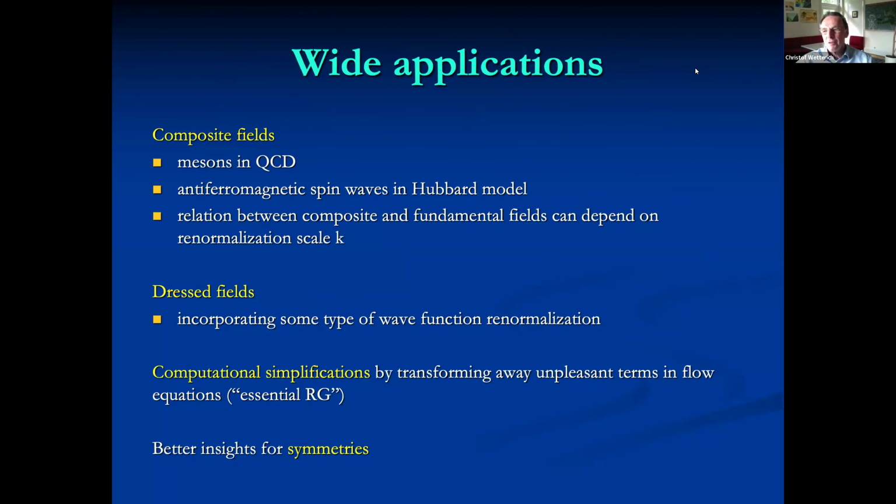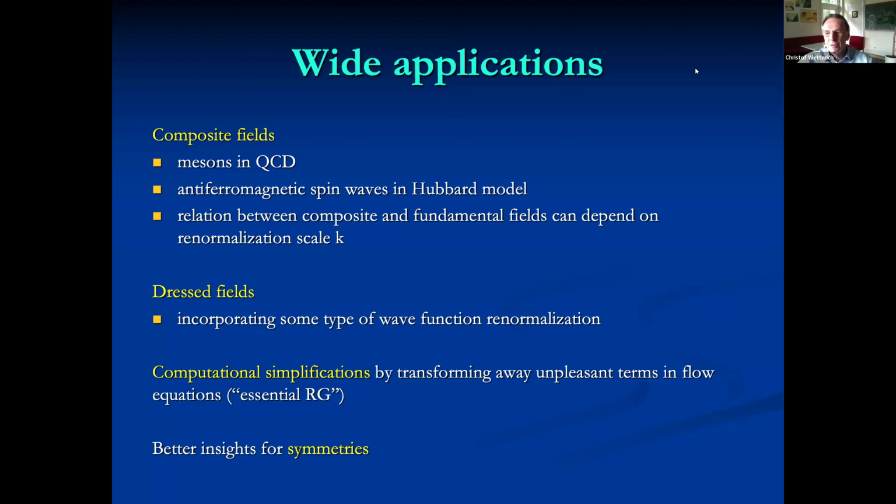I think the earliest applications have been with composite fields, the mesons in QCD, or antiferromagnetic spin waves in the Hubbard model, or the relation between composite and fundamental fields, more general. And of course, this relation between composite and fundamental fields can depend on the renormalization scale K. And as a result, you get correction terms to flow equations.